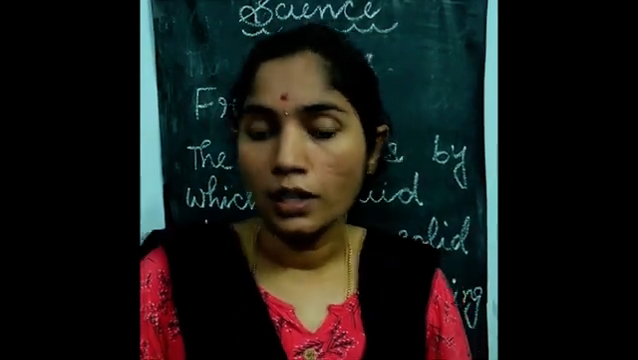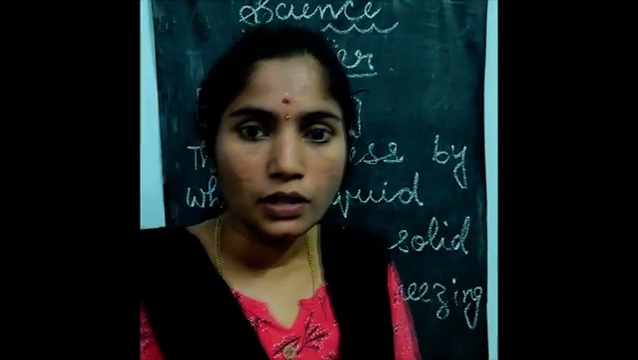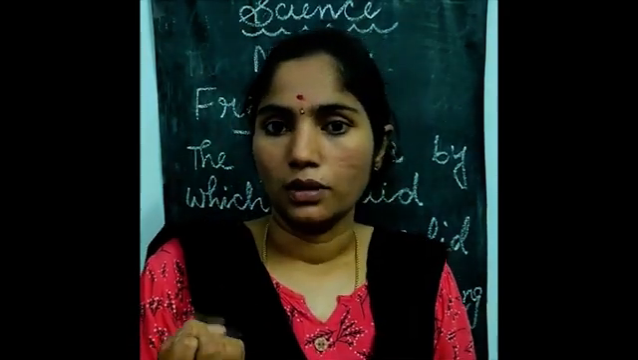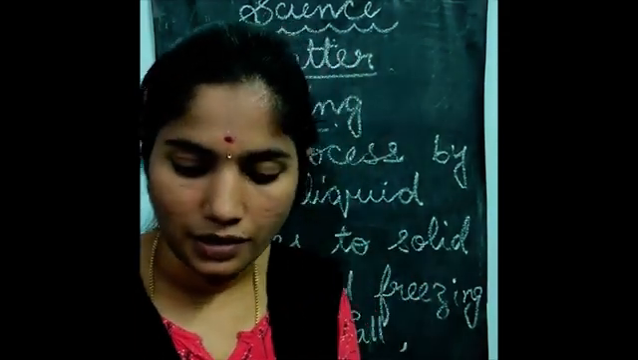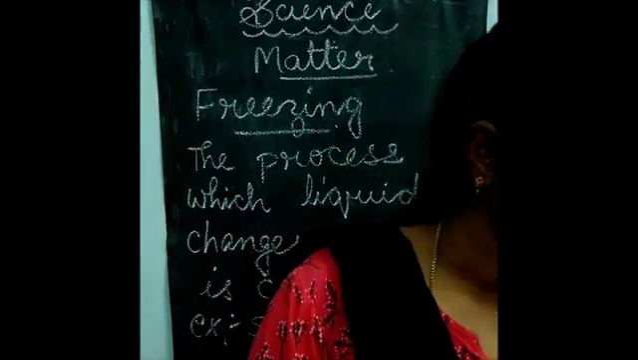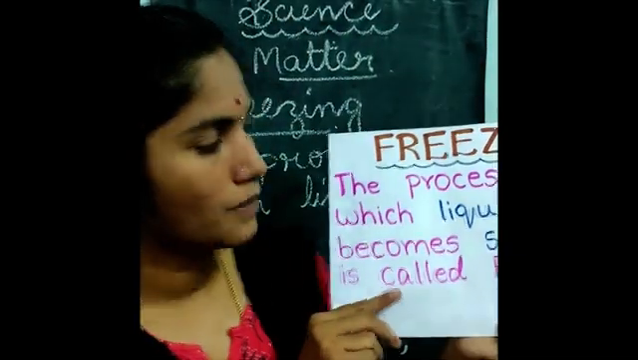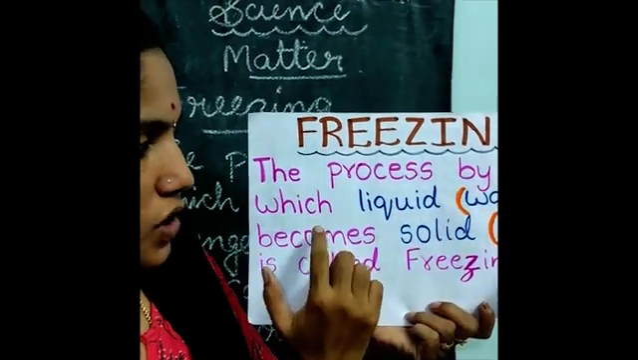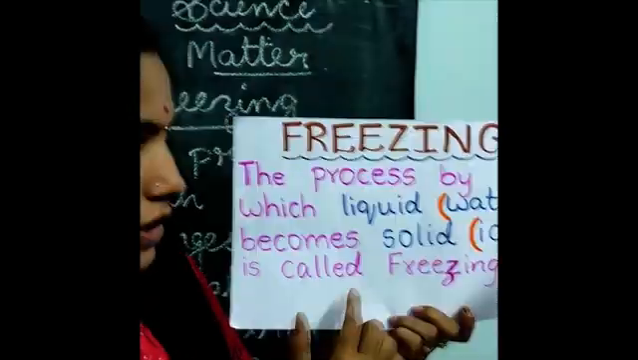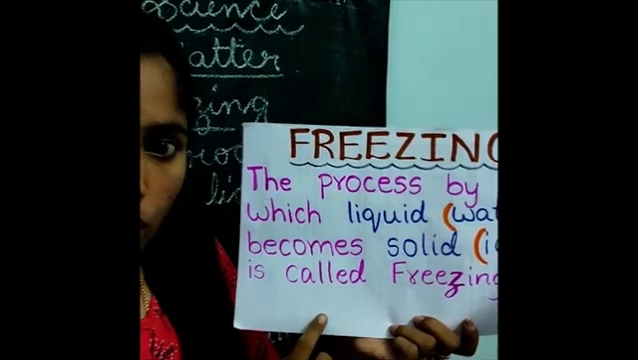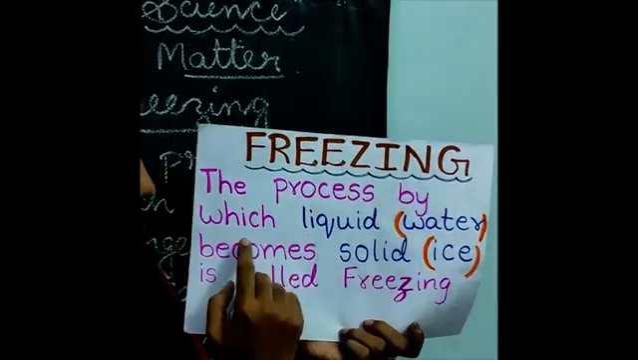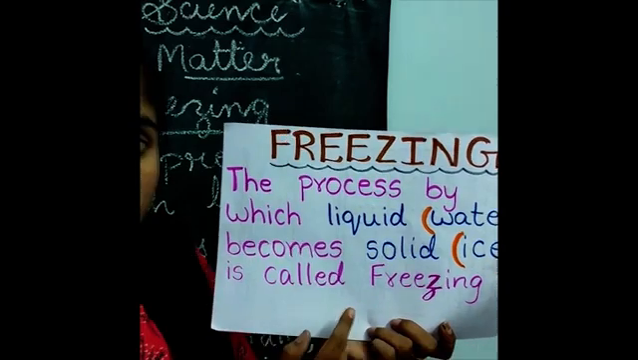Okay, so in melting what is happening? When heat is applied, the solid is getting changed to a liquid. Whereas in freezing, it is actually getting cooled. So when you allow a liquid to cool down, it becomes a solid. That is the difference. So I'll show you the definition of freezing once more. The process by which liquid becomes solid is called freezing.